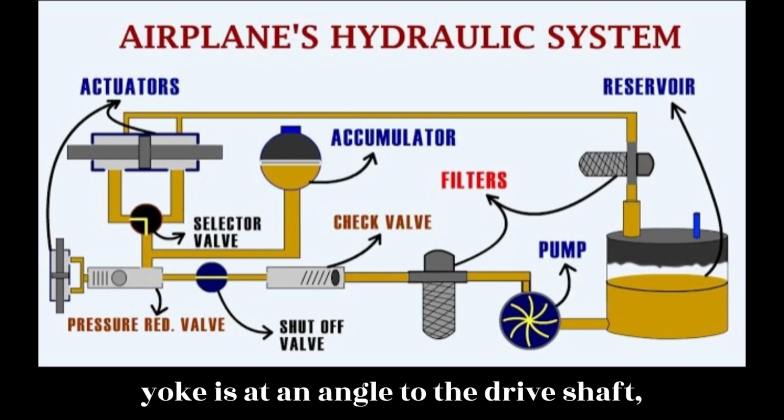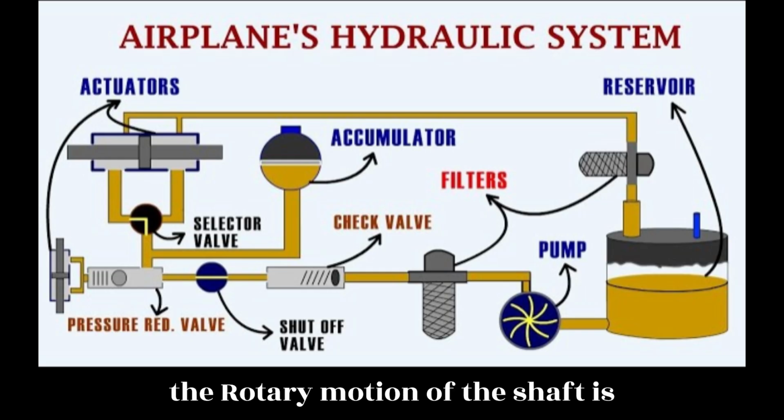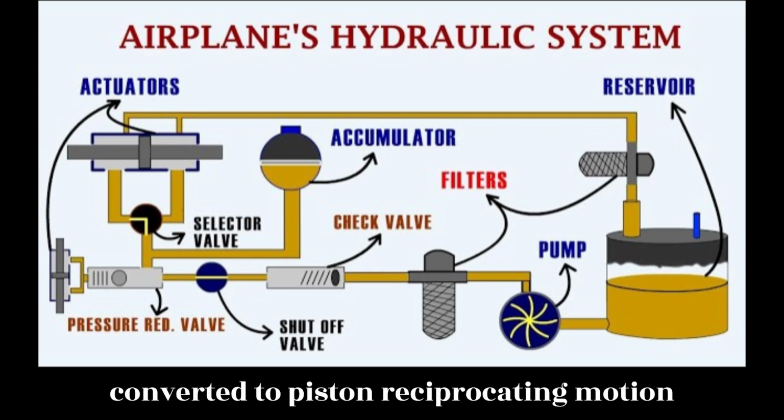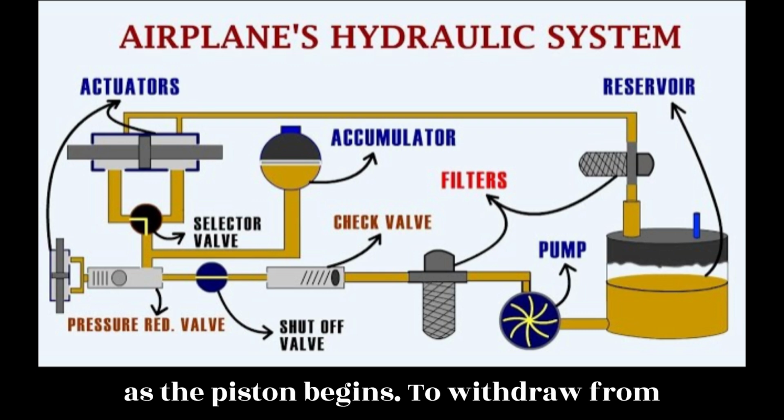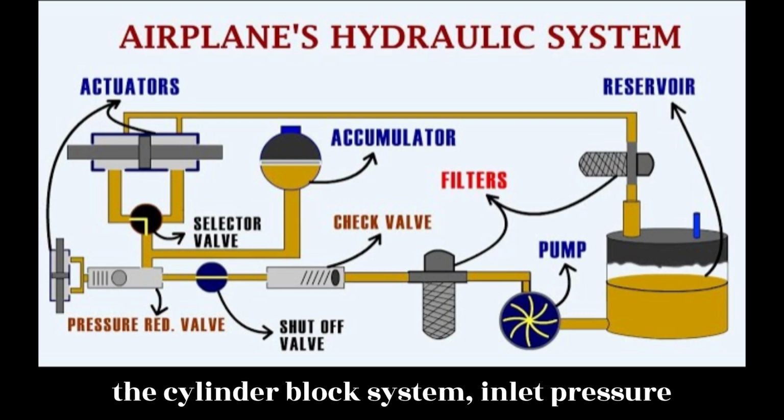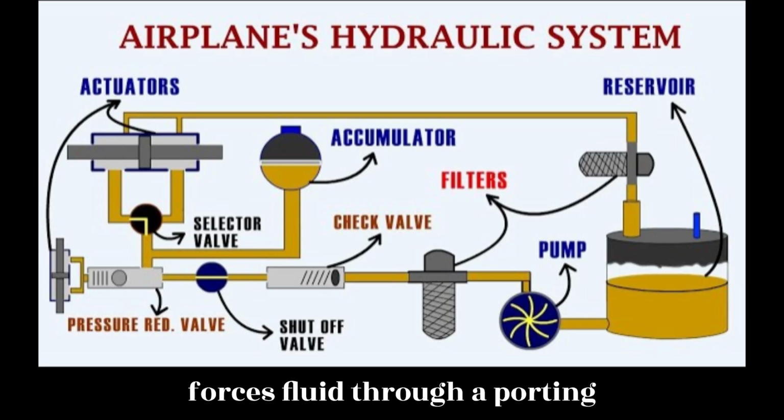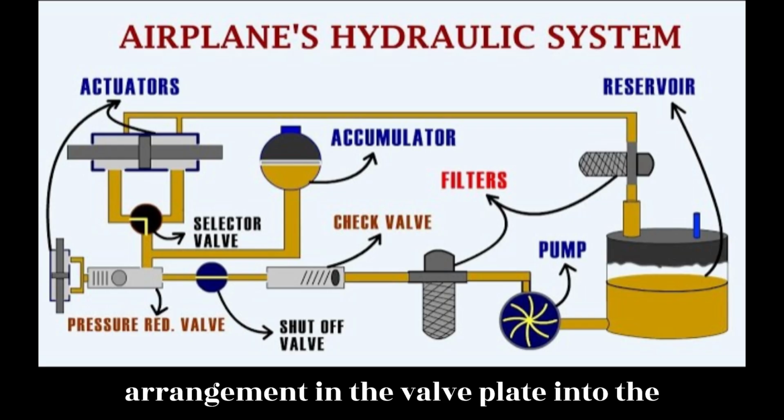Because the yoke is at an angle to the drive shaft, the rotary motion of the shaft is converted to piston reciprocating motion. As the piston begins to withdraw from the cylinder block, system inlet pressure forces fluid through a porting arrangement in the valve plate into the cylinder bore.